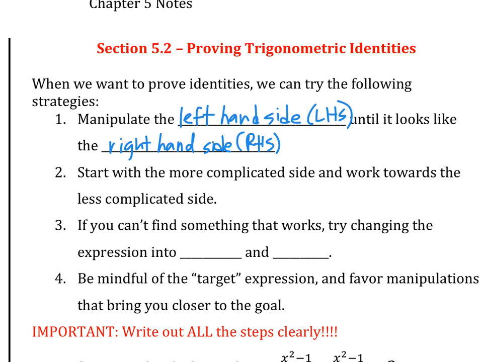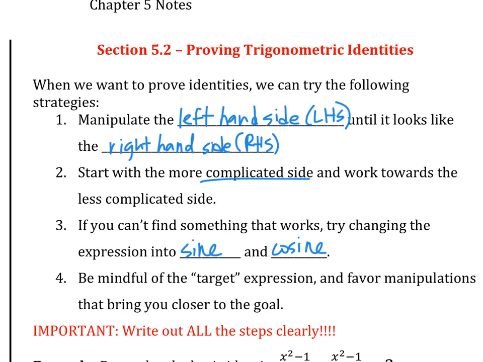So then, number two, the strategy is you want to start with the more complicated side and then work towards the less complicated side. So sometimes the right-hand side is more complicated, and you start on the right-hand side. And the next is another strategy. If you just can't figure out how to make the two sides equal to each other, sometimes it helps if you just change everything to sine and cosine. And then hopefully, now that you've got everything down to the basics, maybe you can make the match.